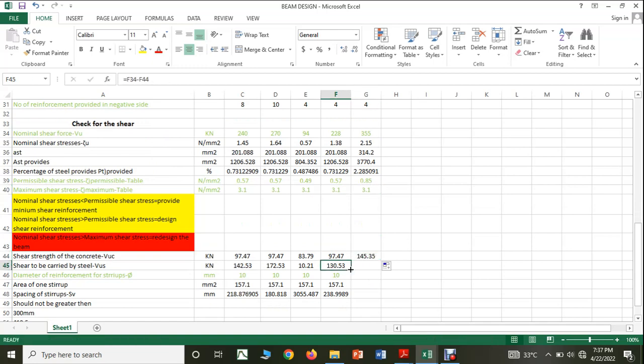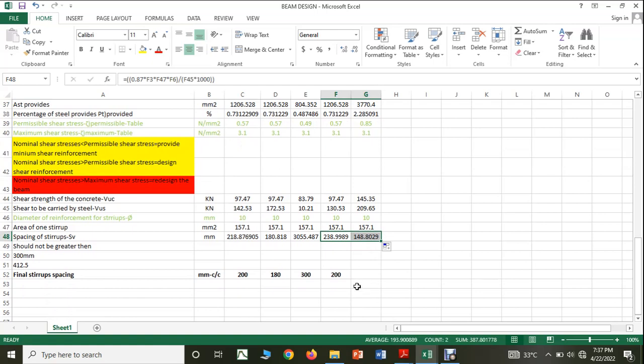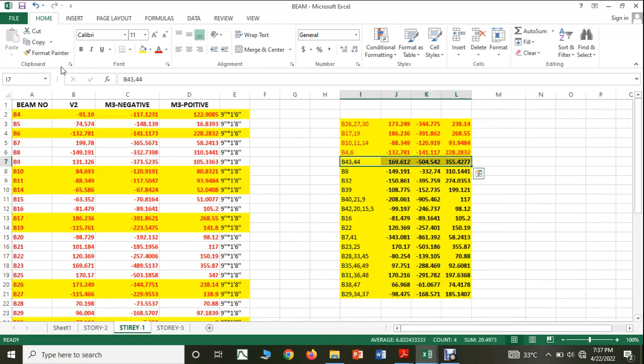Therefore this will be the corresponding stirrups. This will be the corresponding spacing, 148. I can make it 140 mm center to center. It is very difficult to provide, so go to 12 mm. Therefore you will get 200 mm, right? So that is about beams 43 and 44.